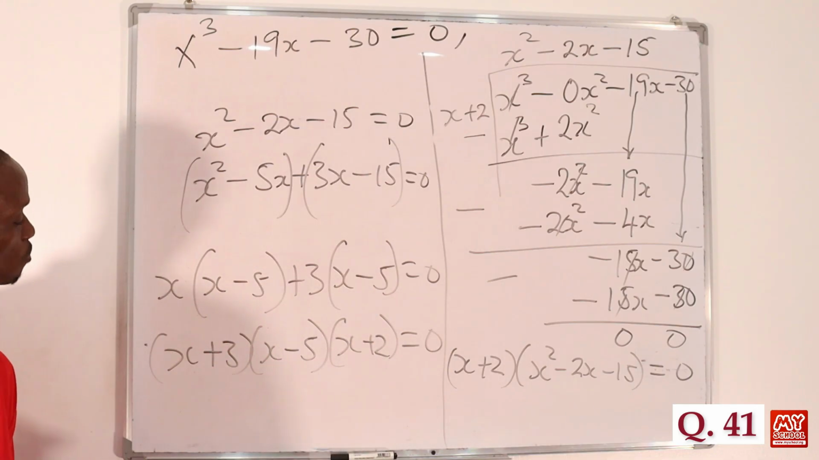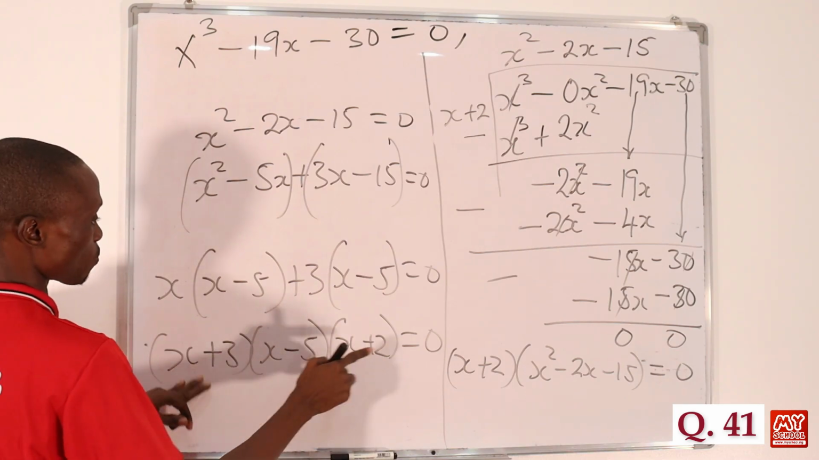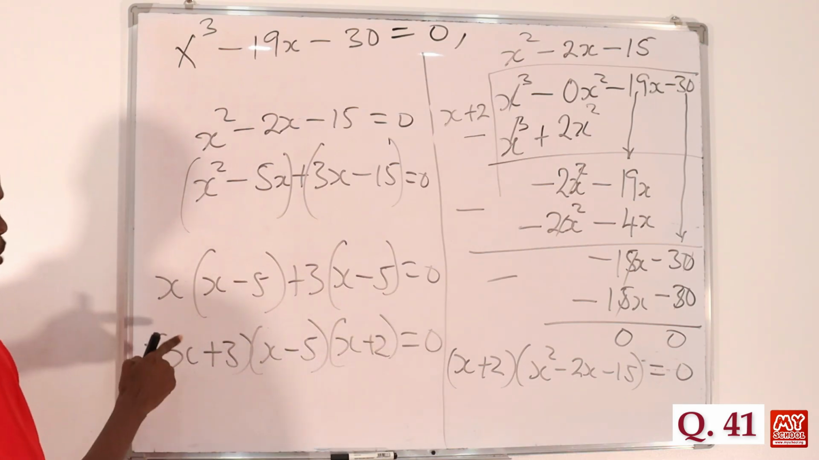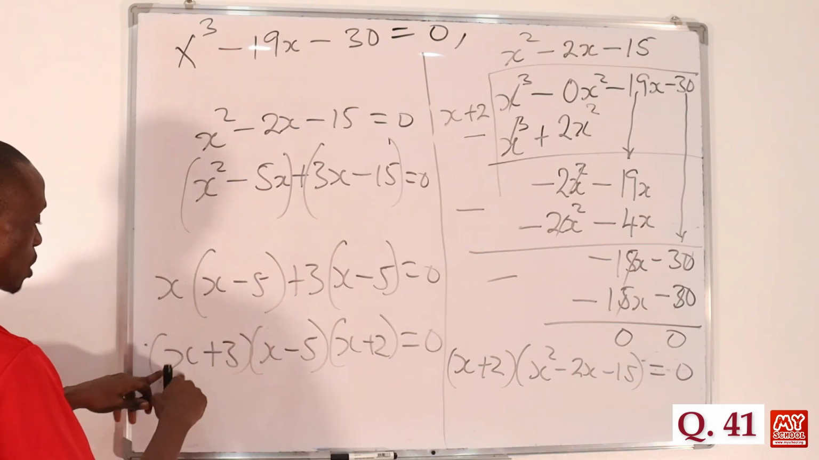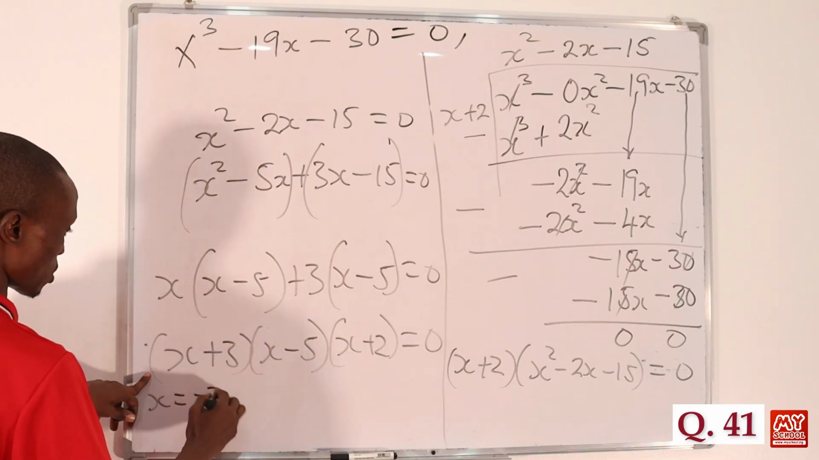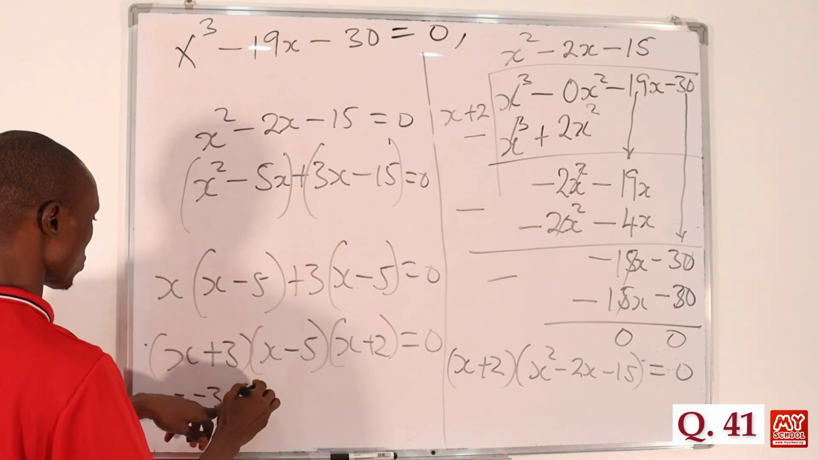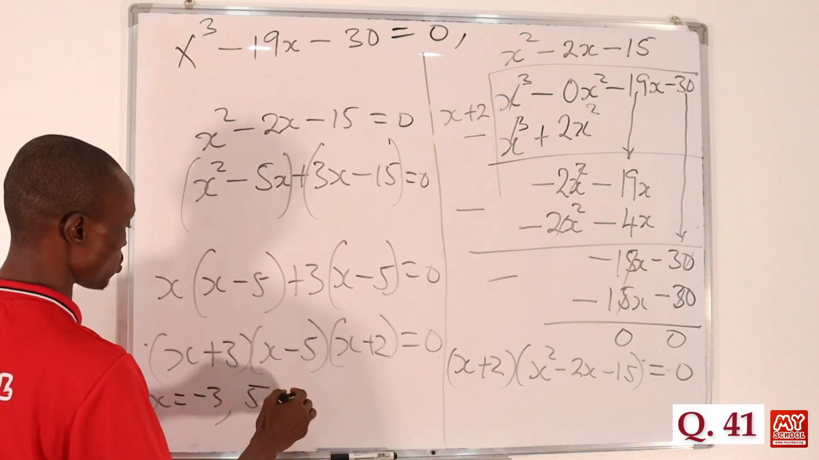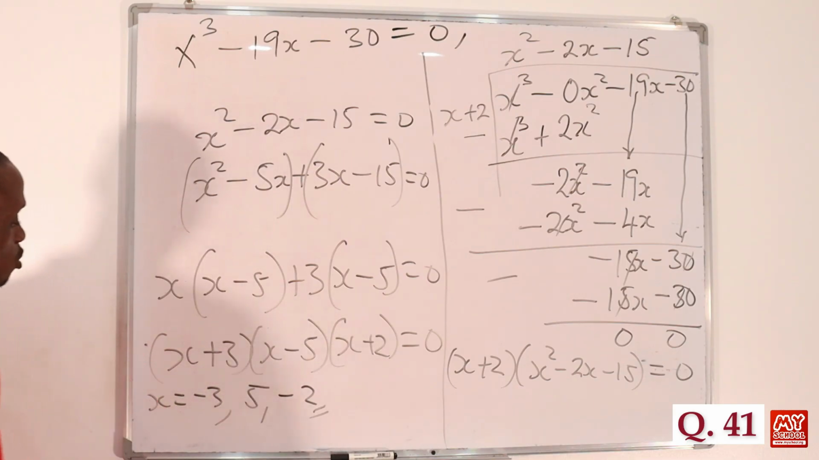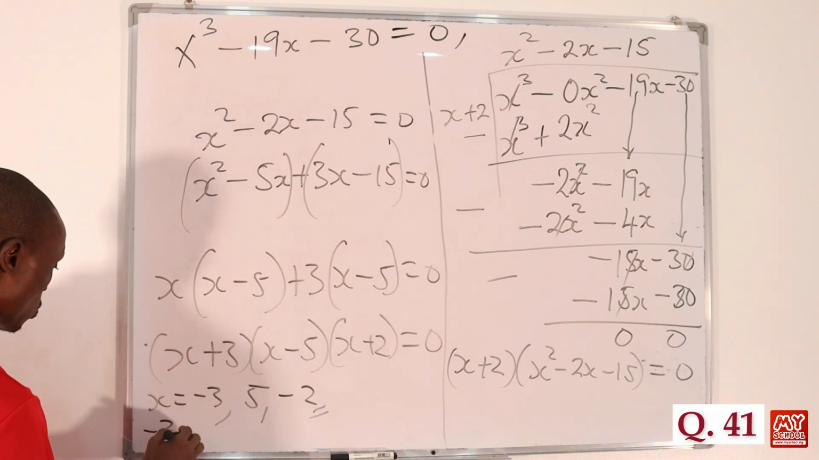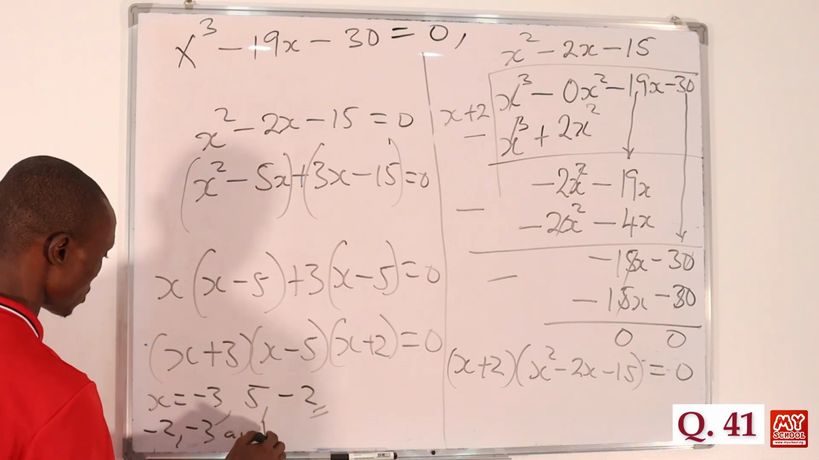Now, since we are looking for the value of x, that means everything in each of these brackets is equal to 0. So x plus 3 is equal to 0, so that x will be equal to minus 3. Then for this, x will be equal to 5. And for this, x will be equal to minus 2, right? So if we arrange the factors very well, the values of x are minus 2, minus 3, and 5.